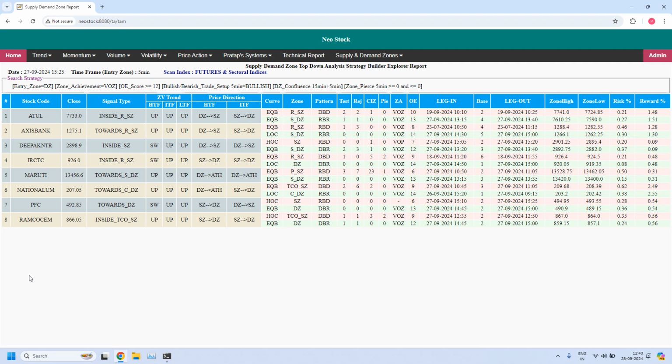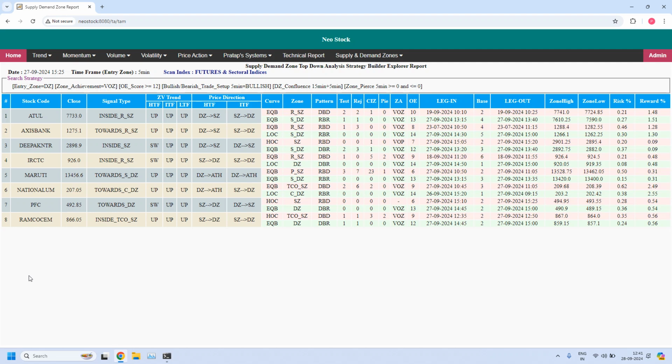Now the list has come down to 8. In all these 8 stocks, the 5 minutes demand zone is part of the 15 minutes demand zone, and they are supporting bullish trade setup for hourly income trade. Entry time frame 5 minutes.